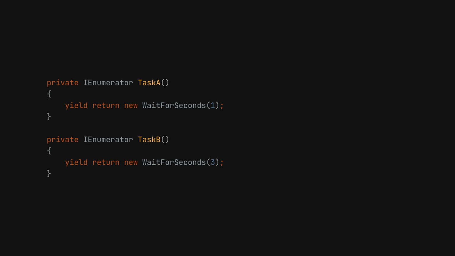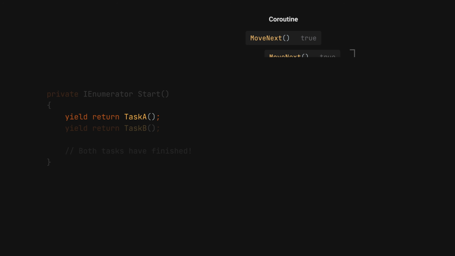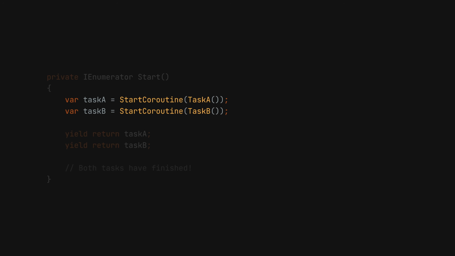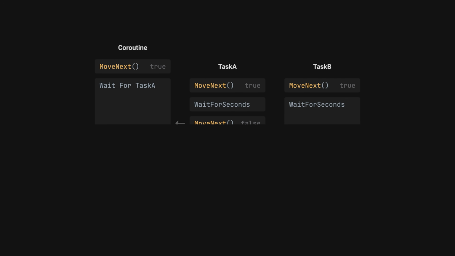Knowing all of this, let's take a look at an interesting issue related to coroutines. Imagine that we have two tasks that we want to run concurrently and wait for both of them to finish. If we do something like this, we'll end up running them one after the other. The solution here is to run them as separate coroutines. StartCoroutine returns a Coroutine object, which is also a yield instruction. So we can start the tasks at once and then wait for both.